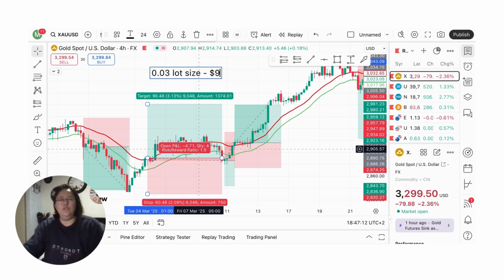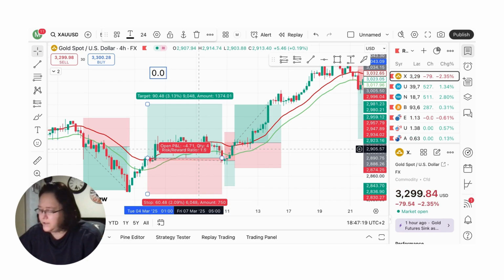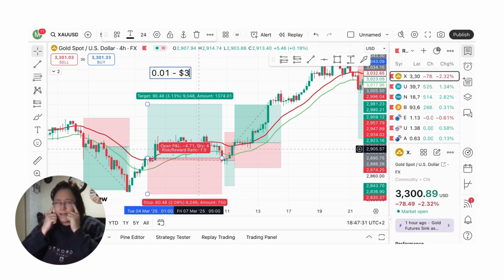So I lose about $3. Or rather, let's work it on a 0.01 lot size, and that means that I will lose no more than $3 on this trade. So that comes down to lot size.